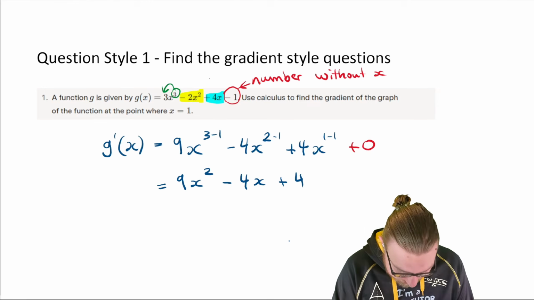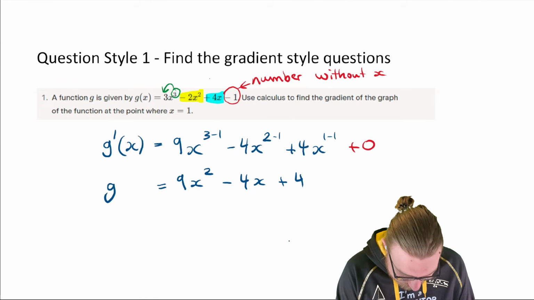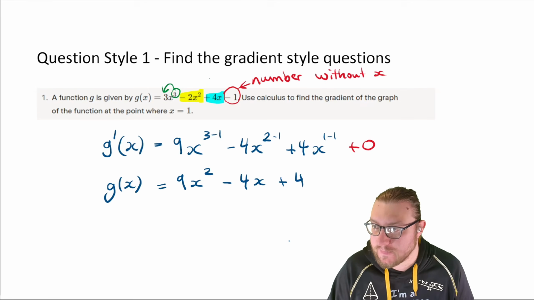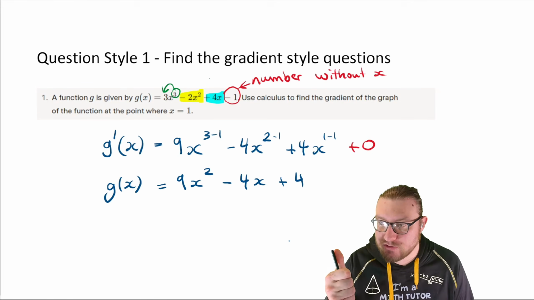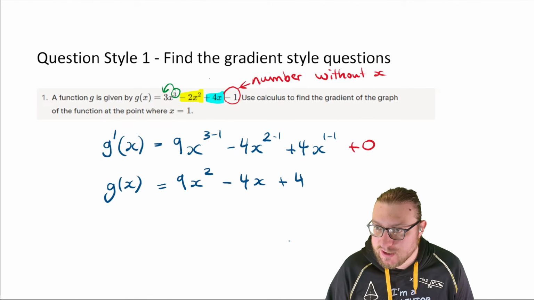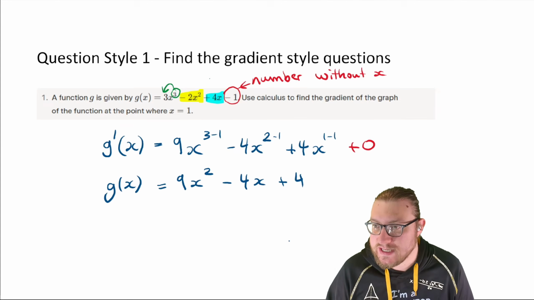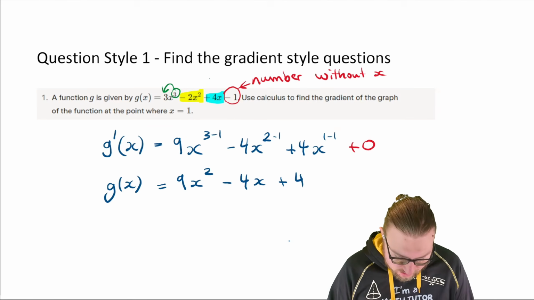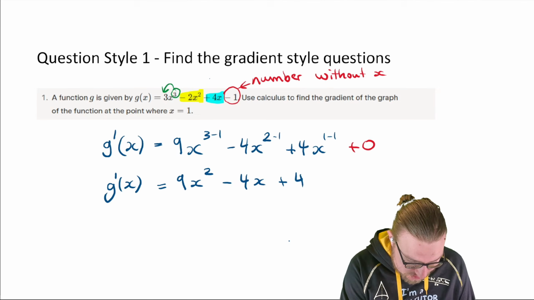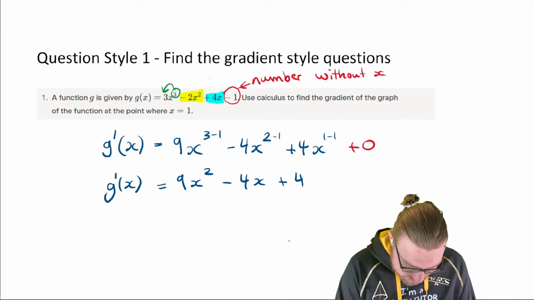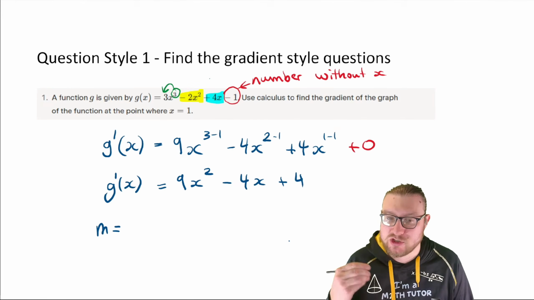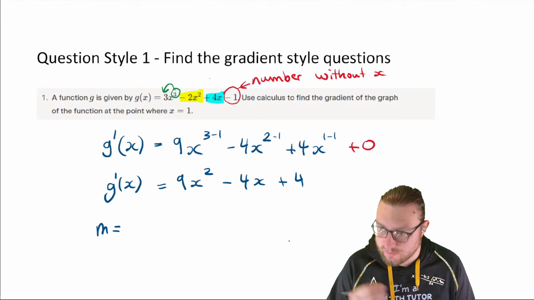Okay, once we have this, this is our derivative, and this is already half of the work done for you guys to get an achieved mark. Remember, you always have to find the derivative and then do something with it. Now, for this question, they're asking you to find the gradient when x is 1. So just always remember that the gradient function is the derivative. If we want to find the gradient, all we have to do is substitute numbers into our derivative.